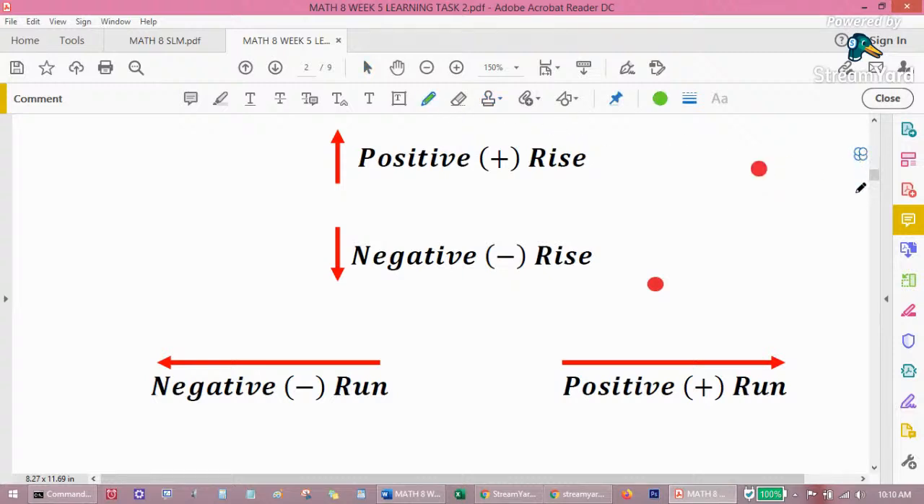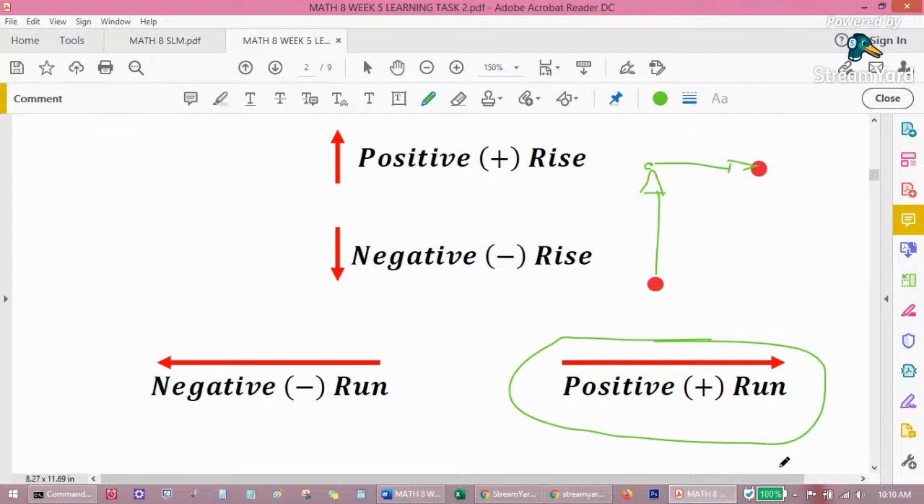So, kung ganito naman ang formation ng 2 points natin, kung magsisimula tayo dito, para makapunta dito, so kailangan natin umakyat. Since umakyat tayo, yung rise natin is positive. And then, simula dito, para makarating sa second point, pumunta tayo sa right. So, dahil pumunta tayo sa right, yung run natin is positive.